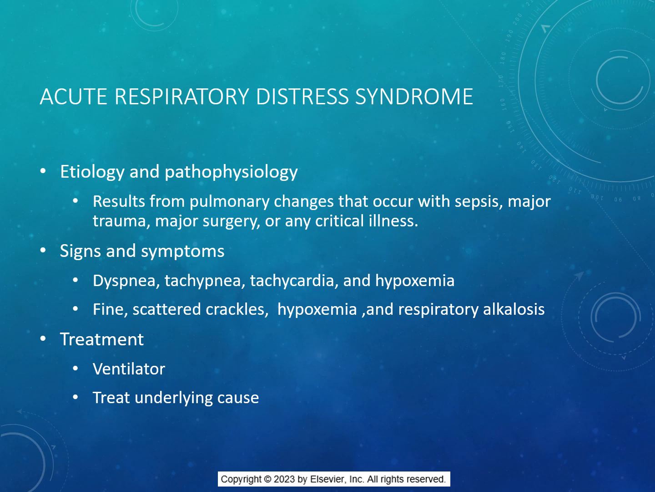Acute respiratory distress syndrome, also known as ARDS, is a form of acute lung injury that will result from pulmonary changes that can occur with sepsis, major trauma, major surgery, or any critical illness. ARDS is particularly dangerous when a patient has multi-system disorders. The mortality rate in these patients is 25 to 40%.